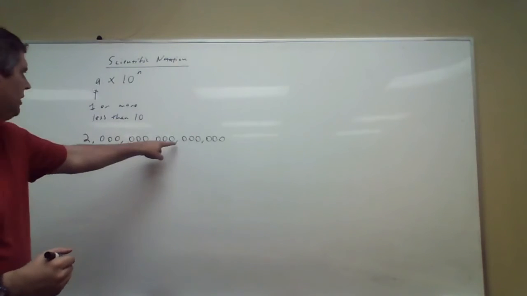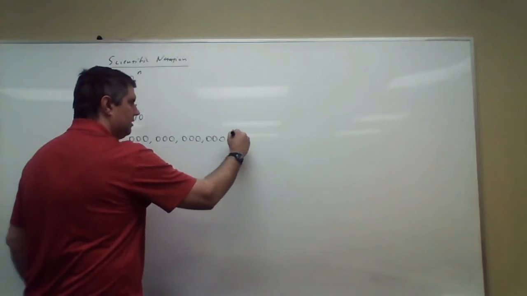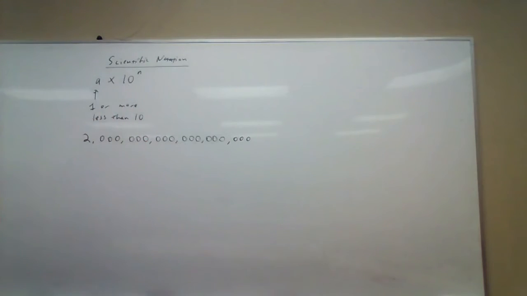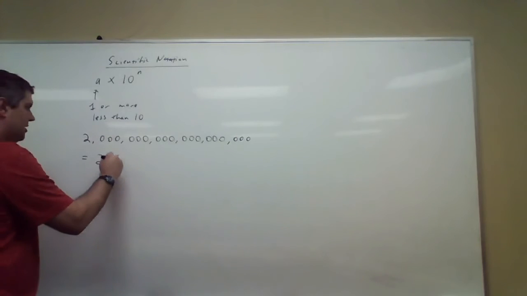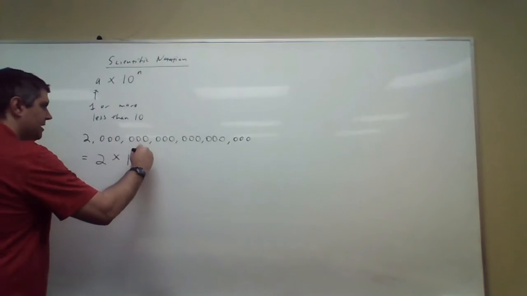That's 1, 2, 3, 4, 5. So I need another 7 zeros. Okay, that is a quintillion. In scientific notation, that would be 2 times 10 to the 18th power.